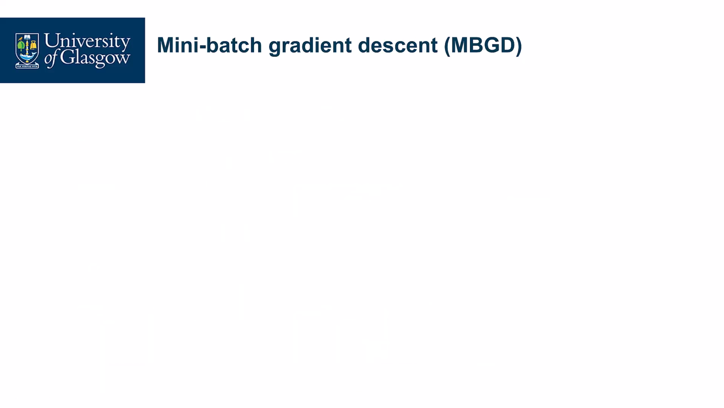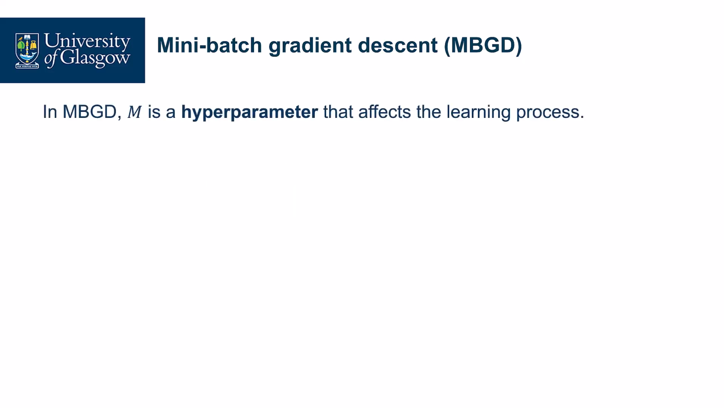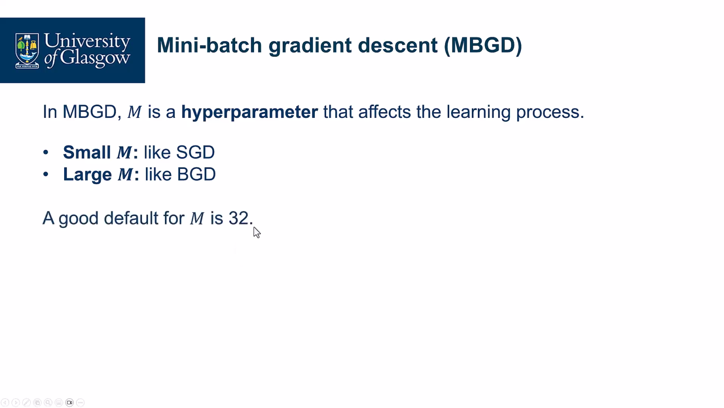In MBGD, we have a hyperparameter, and that is m. So how many samples do we use in each mini batch, right? If we use a small m, the extreme value is 1, this goes to SGD. If we use a large value, for example all the samples, this goes to BGD, right? Normally, a default value of m is 32. This considers the CPU architecture, so that's why it needs to be a power of 2. 32 is often used as the default value.